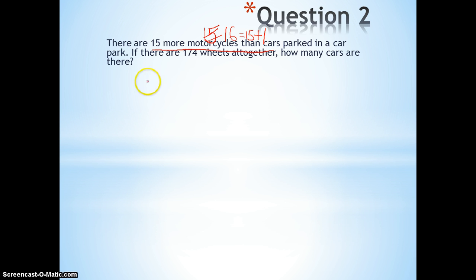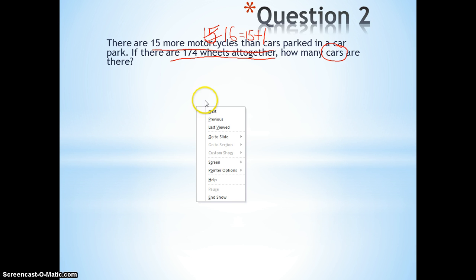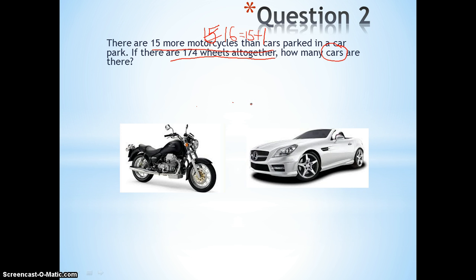Now same thing, there are 174 wheels altogether. The question is still interested with the number of cars, not the number of motorcycles. Then you must remember, what do we do first? Same thing, the motorcycle still has 2 wheels and the cars still have 4 wheels.